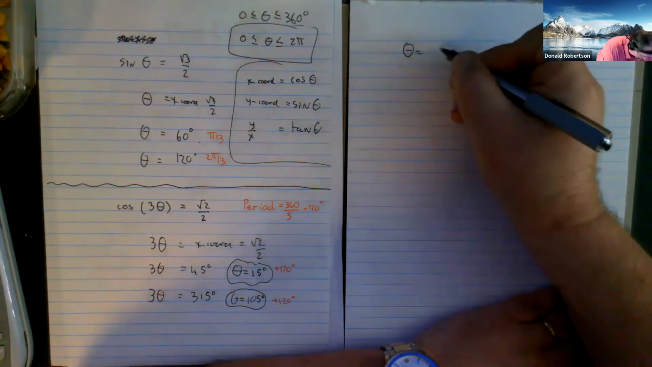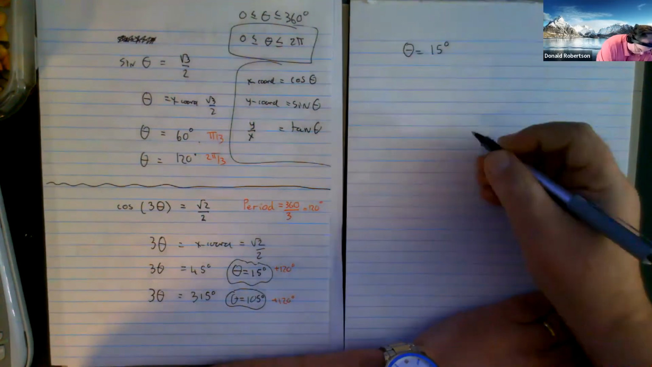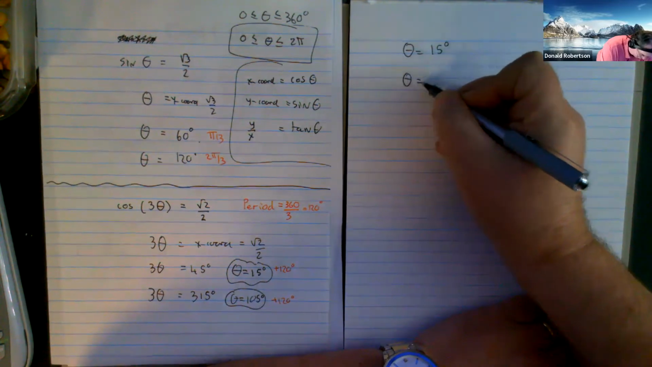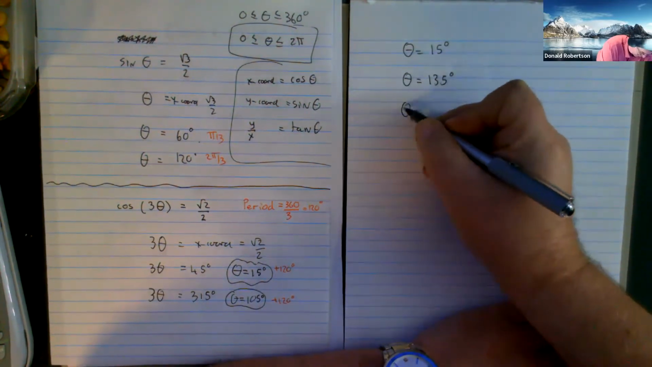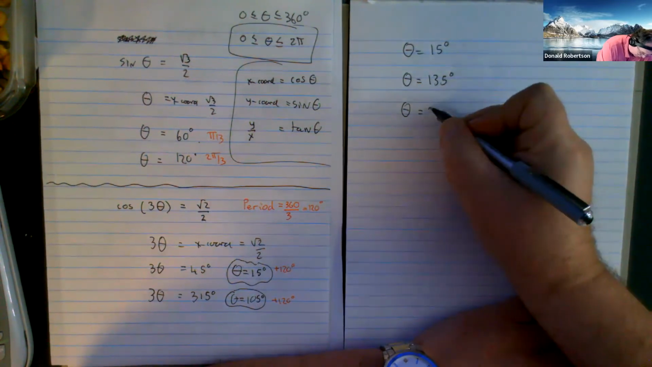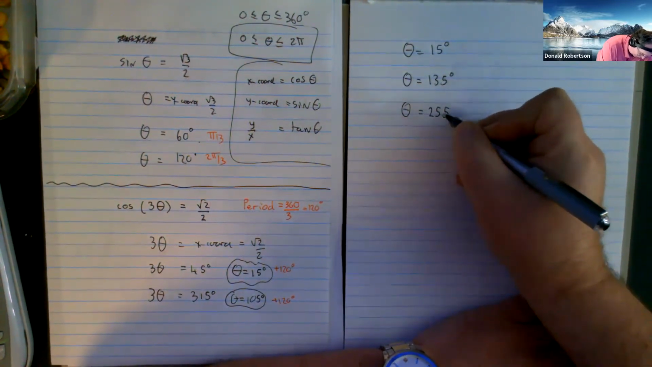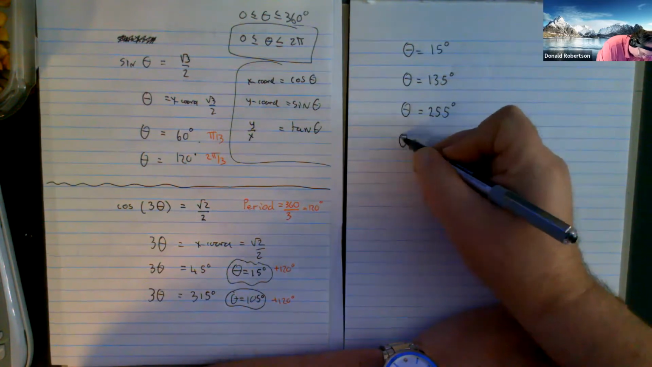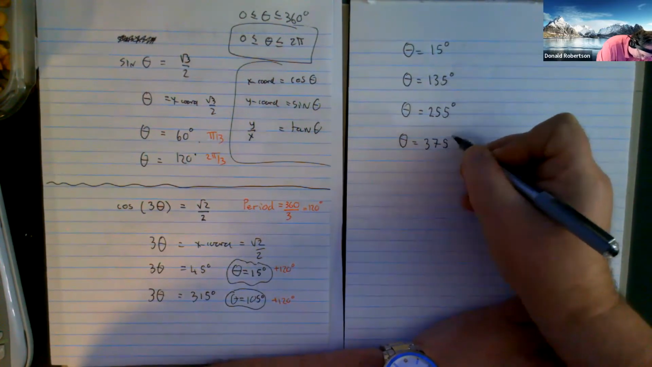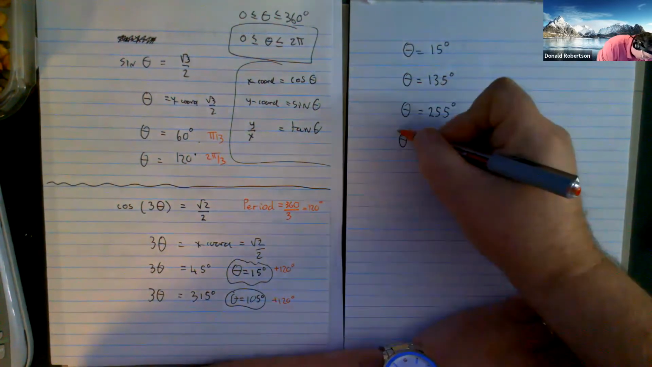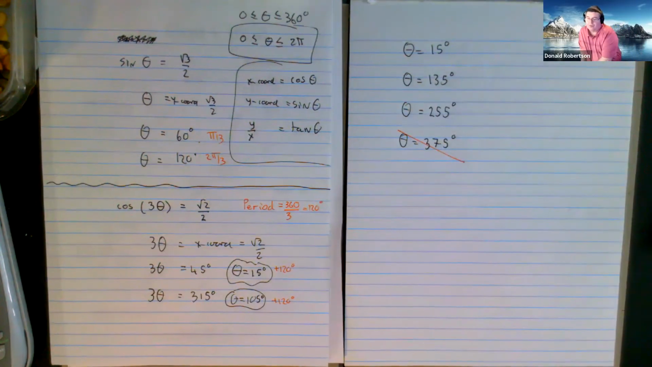We got the answer 15 degrees. If I add 120 to it, I will get 135 degrees. If I add another 120 to that, I get 255 degrees. If I add another 120 to that, I get 375 degrees. But I'm not going to do that one because don't we stop at 360? So that one's too big.